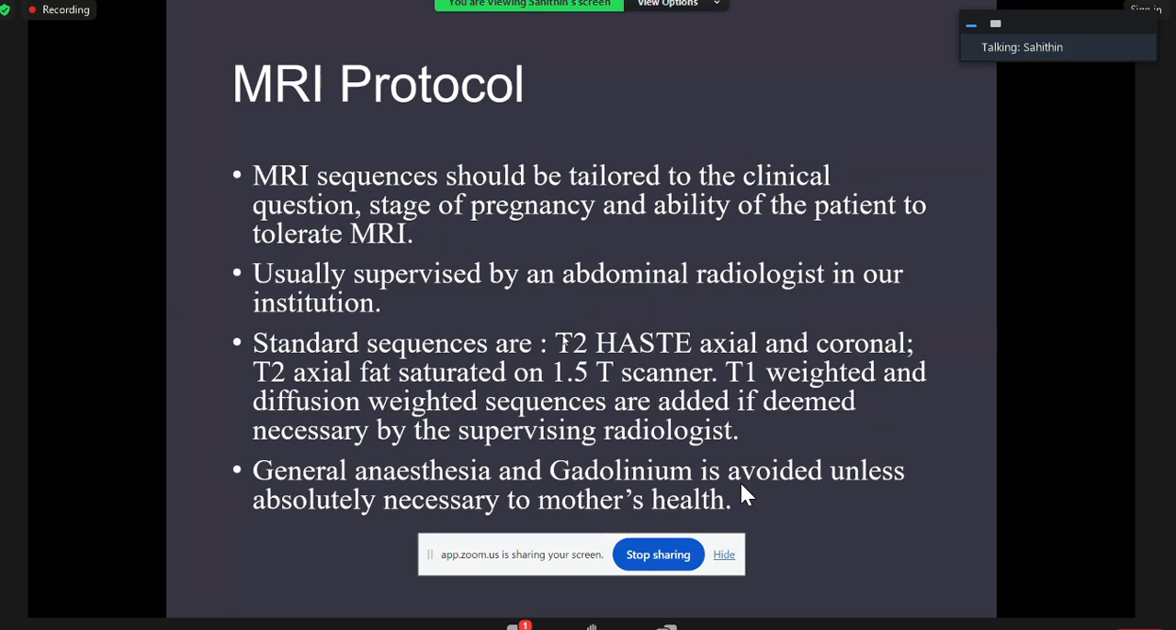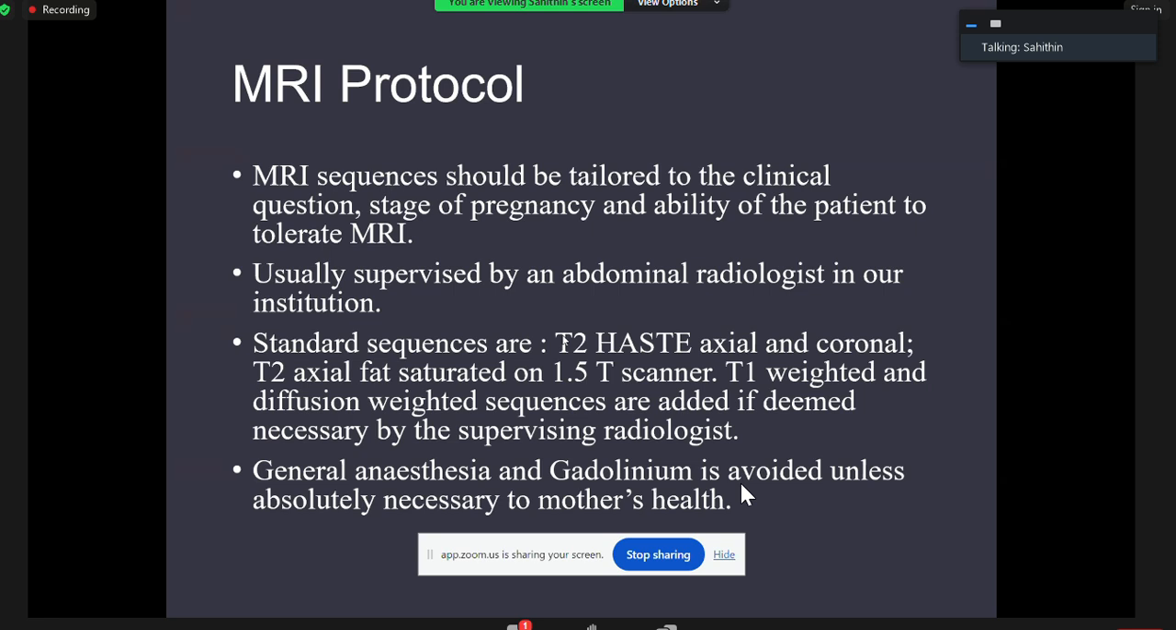So, what is the protocol we use? MRI sequences are tailored to the clinical question, the stage of the pregnancy, and the ability of the patient to tolerate MRI. In our institution, it is almost always supervised by an abdominal radiologist, and we start with the basic sequences, which are T2 HASTE, axial and coronal, and T2 axial fat saturated images. We use 1.5 Tesla as a preference to reduce the magnetic field.